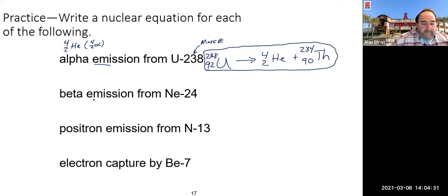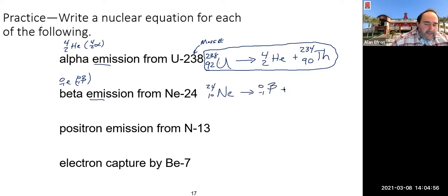Same approach here for the second one. Emission is going to be on the product side. Beta, again, you could go electron looking, or you could use the actual beta symbol there. So neon 24, with 24 being the mass number, at the periodic table we find the atomic number is 10. Given off is our beta particle there.